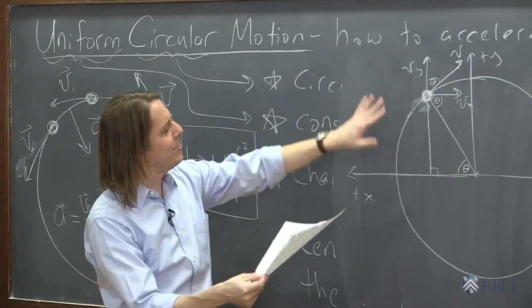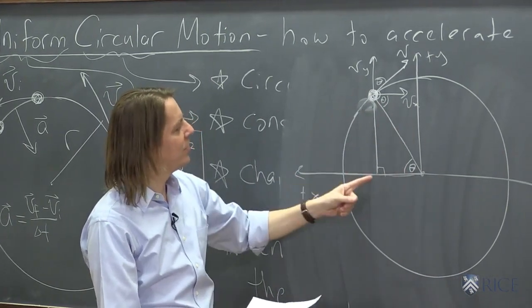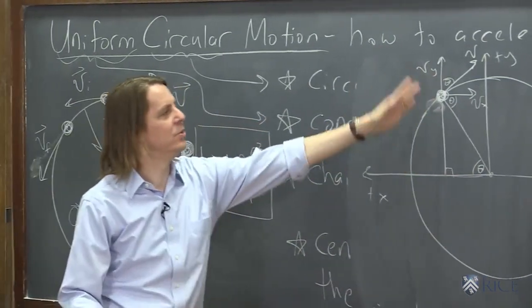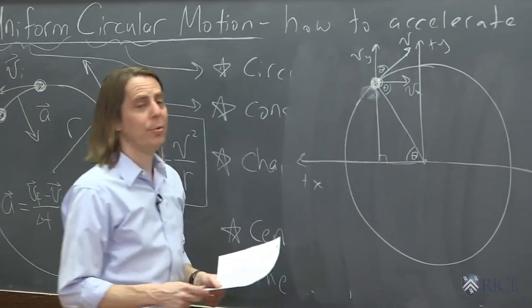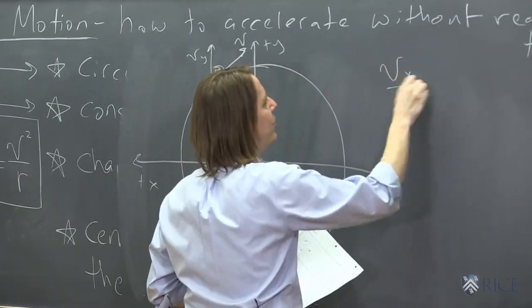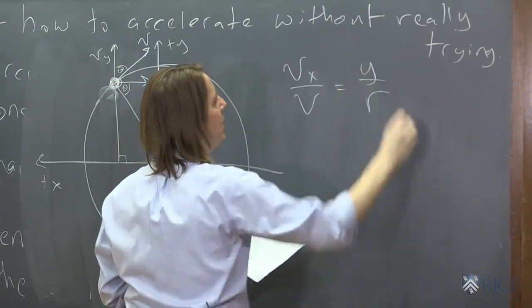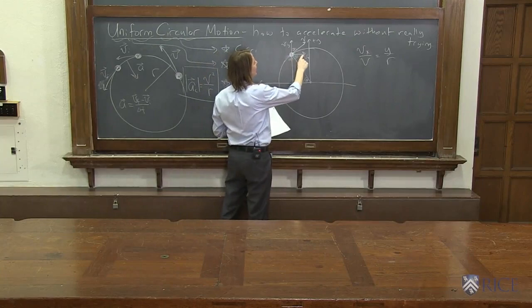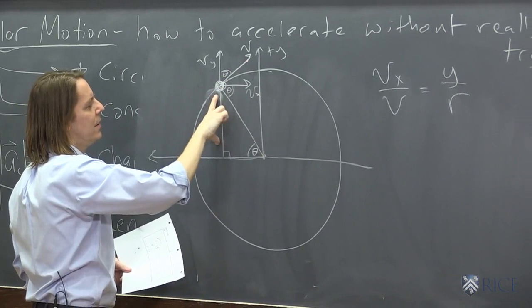Okay, so now we have this whole setup, and you can kind of see there's a relationship between the angles and the x and y components of the position and the x and y components of the velocity. They're related by doing a bunch of geometry. So what we could do now is some similar triangles. We could say something like the x component of the velocity is to the velocity as the y component of the position is to the radius. Does that make sense? So the x component of the velocity is to the total velocity as the y is to the radius.